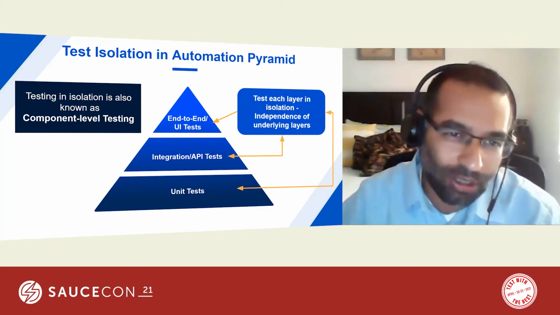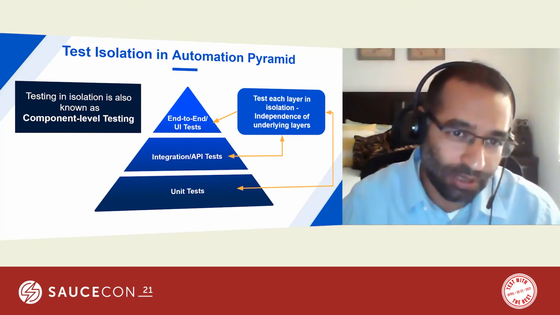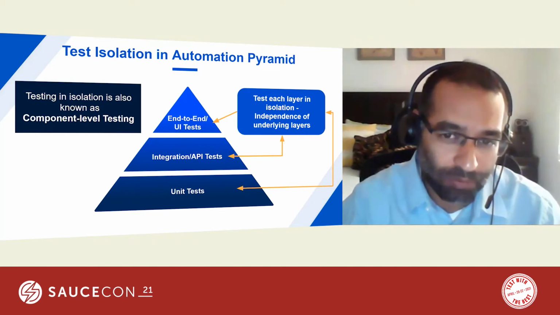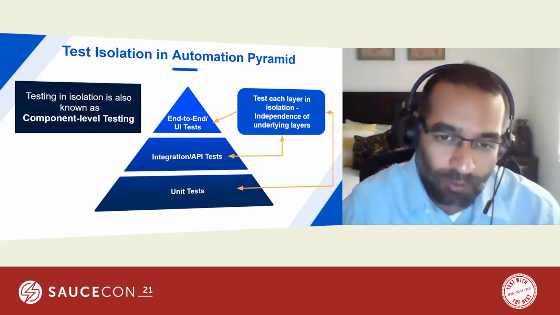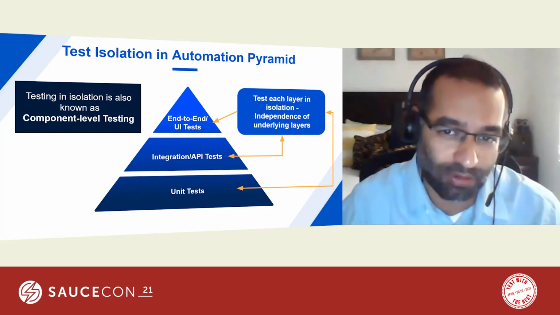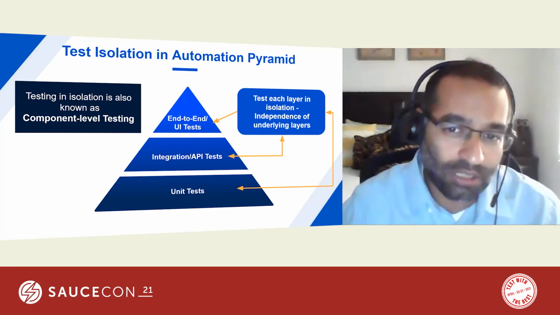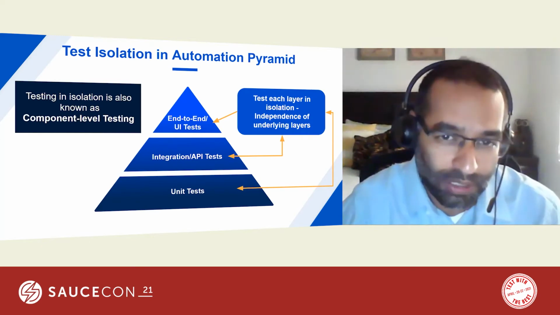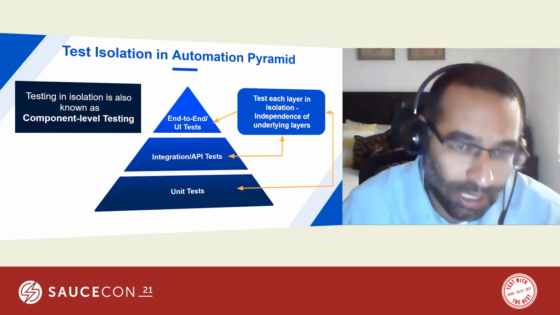Another term we use in our testing practice is testing in isolation, or component level testing. Elaborating on it, whatever the component, it could be end-to-end or an API, it is a component in itself. You are focusing your testing on that component itself. You're not worried about testing other third-party components or layers. Your focus is to test the component itself. That's why we call it testing in isolation, also known as component level testing.